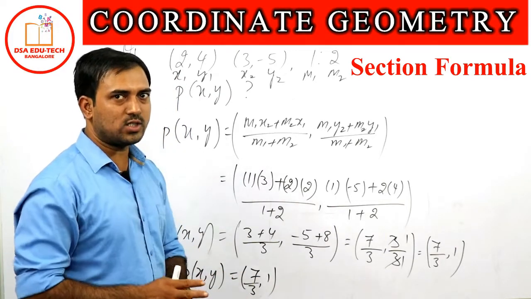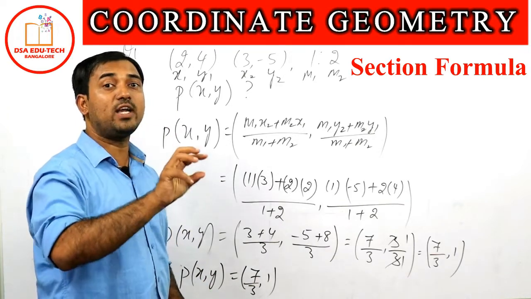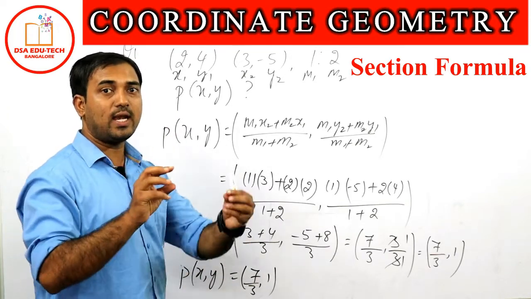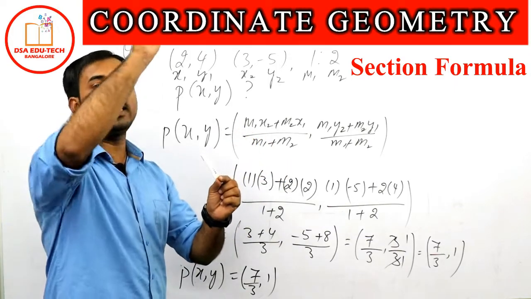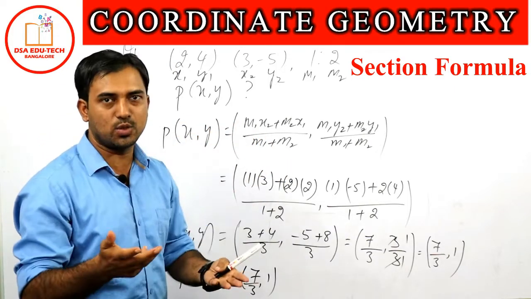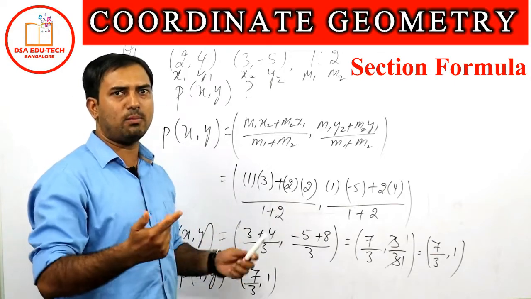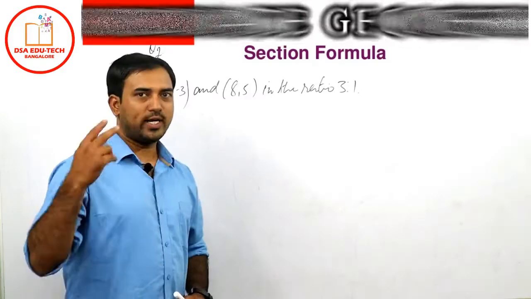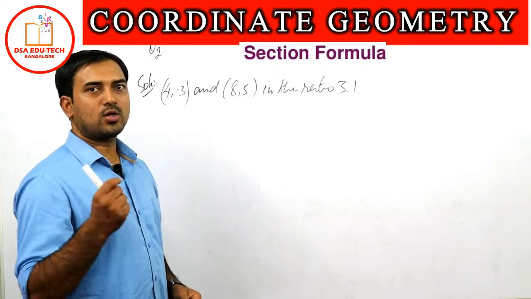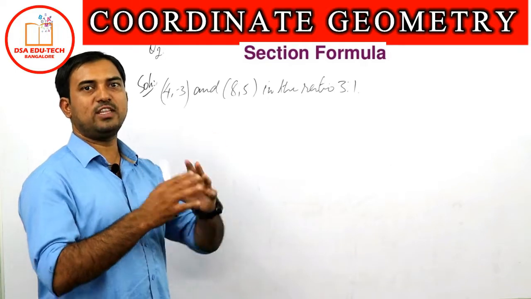So hope you understood how to find the coordinate of the point when a line segment which is joining the 2 points is being divided into a certain ratio. So let me solve one more problem of similar type so that we can understand more. So let us solve the second problem. The question here remains the same with different values.